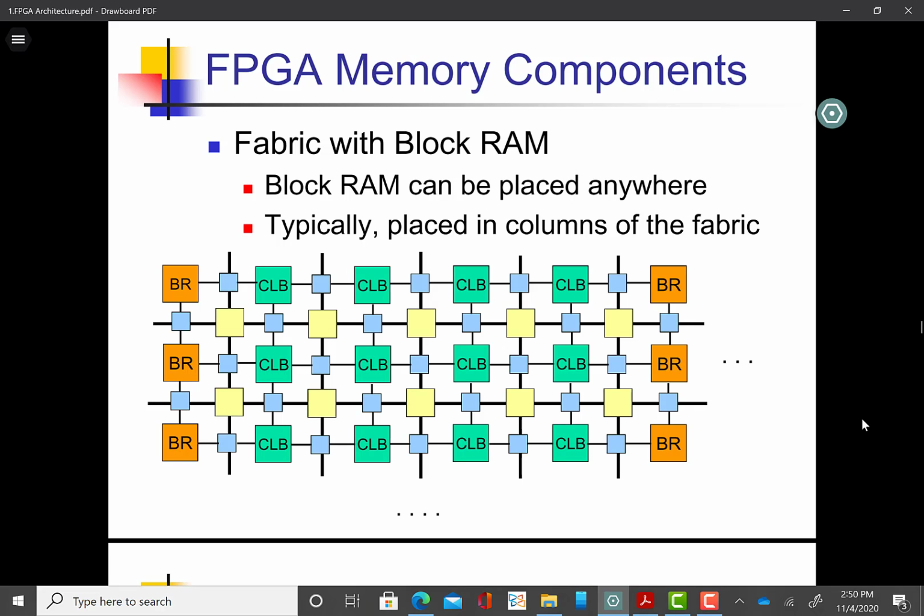Then the FPGA architecture can be redrawn as in this figure. You see now we have the columns for BRAMs here. So along with CLBs, switch boxes and connection boxes, we now have block RAMs embedded inside our architectures. So we have different columns in our fabric.